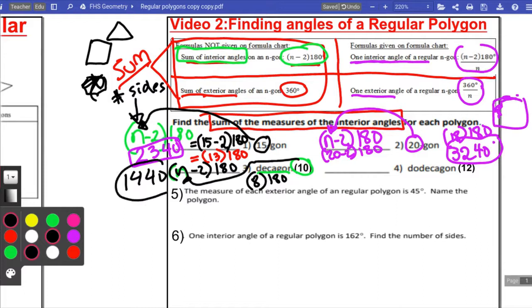1,440 degrees. So that only means if you draw a 10-sided polygon, the sum of all the interior angles would be 1,440. Move on to the next one.